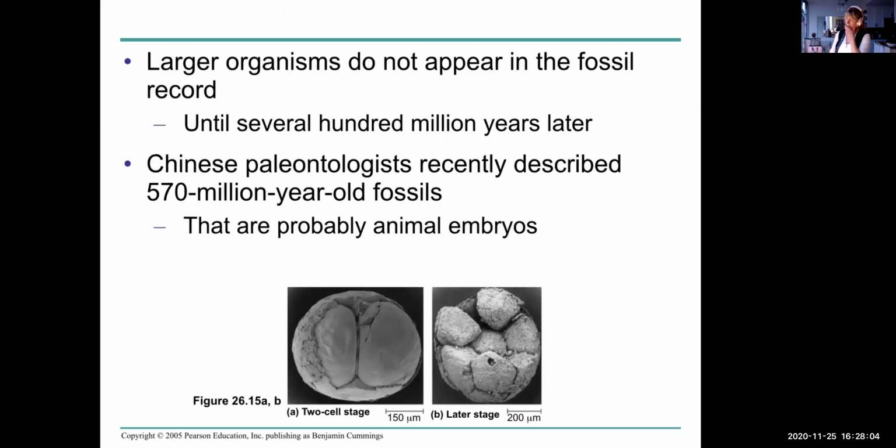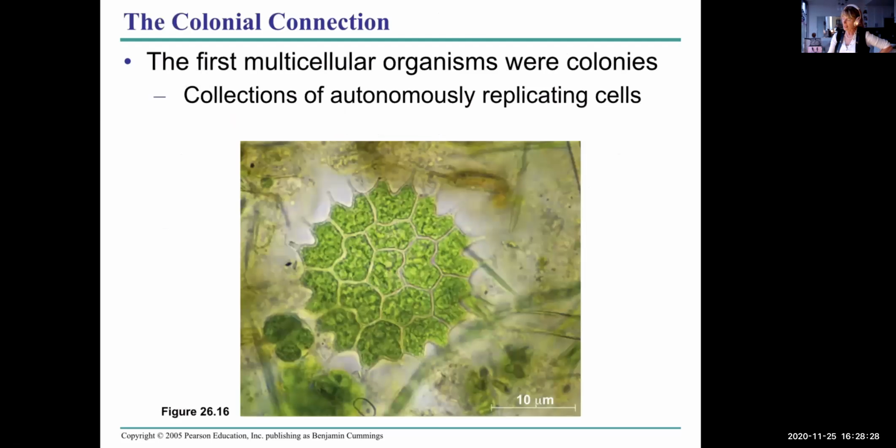But larger organisms don't appear for a long time. So why could that be? Well, the conditions might not have been around much for fossilization, or they just haven't been discovered yet. But there are some 570 million year old fossils that were probably animal embryos, found in China by Chinese paleontologists. And there is a connection definitely between multicellular organisms and colonies.